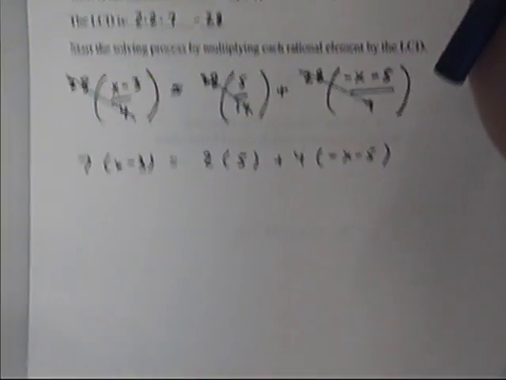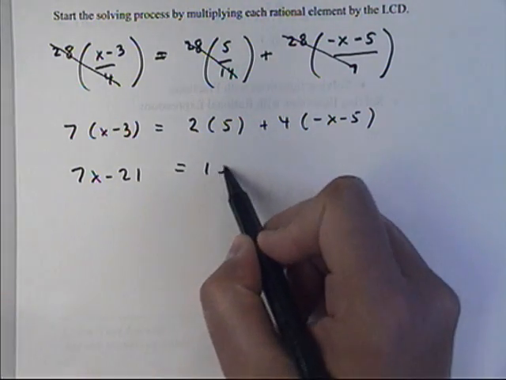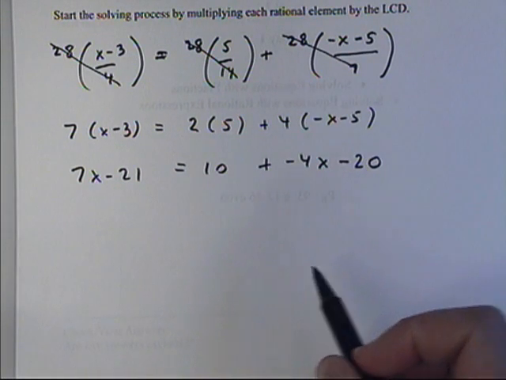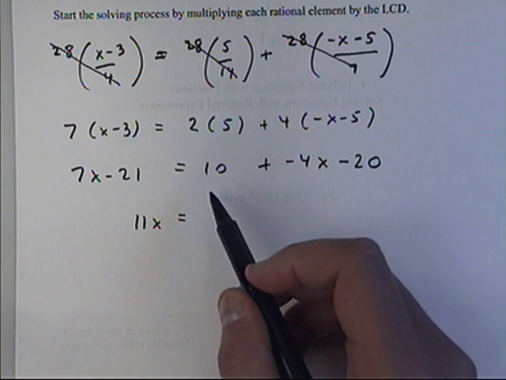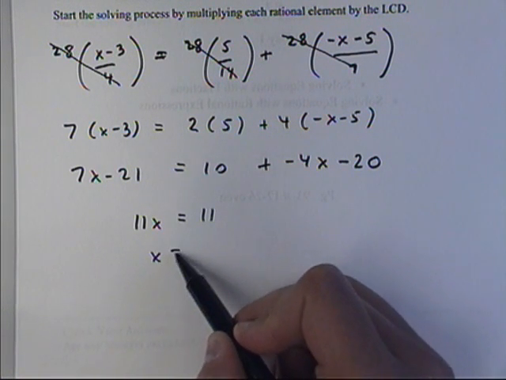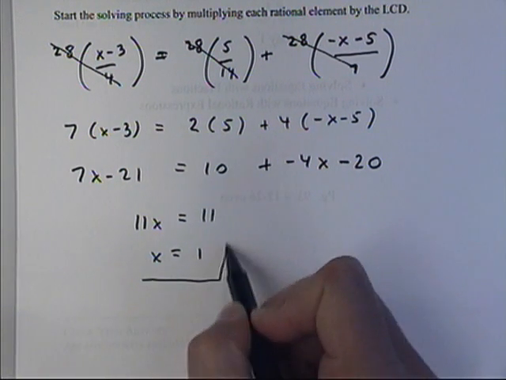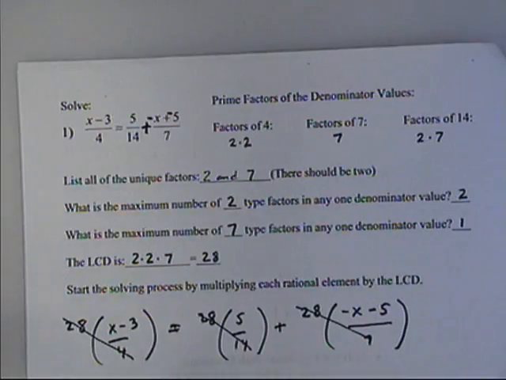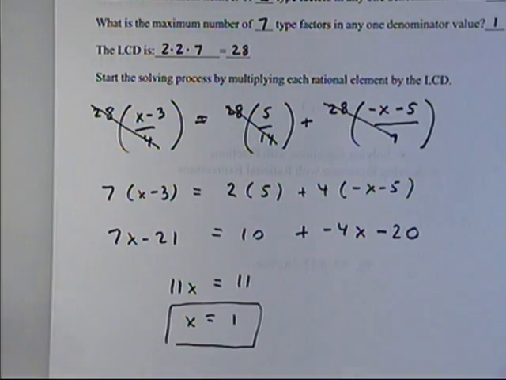So now I'm going to distribute through, so 7x minus 21 and 10 and negative 4x minus 20. Okay, solving. I'm going to add 4x on both sides. I'm going to add 21 on both sides. So x equals 11, or excuse me, 1. And that's my final answer. You can see the hardest part is figuring out what the least common denominator is. After you do that, the process of algebra is pretty straightforward.